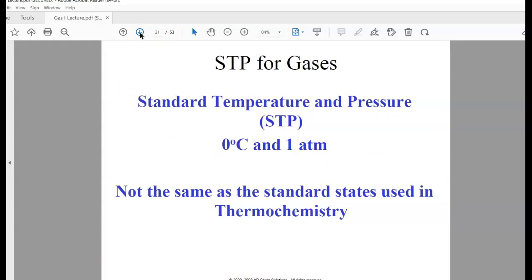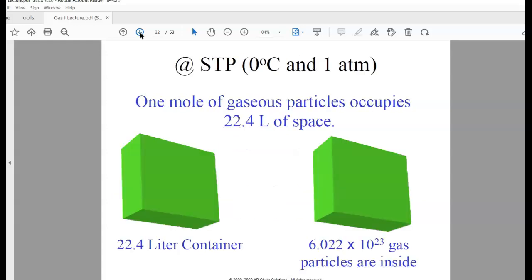I'll skip through this. Okay, standard temperature and pressure. Do not forget this. 1 atmosphere, 0 degrees C. The volume of a gas at STP is 22.4 liters.